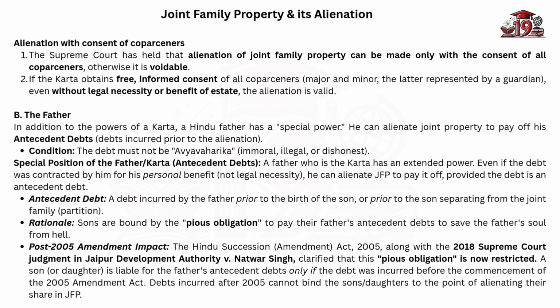Alienation with consent of coparceners. The Supreme Court has held that alienation of joint family property can be made only with the consent of all coparceners. Otherwise it is voidable. If the Karta obtains free, informed consent of all coparceners, major and minor, the latter represented by a guardian, even without legal necessity or benefit of the estate, the alienation is valid.